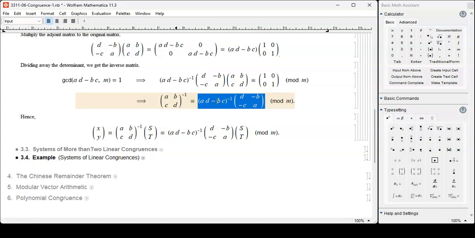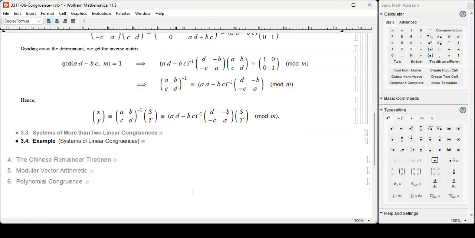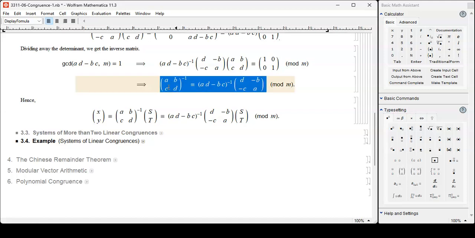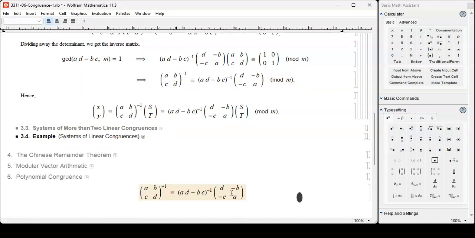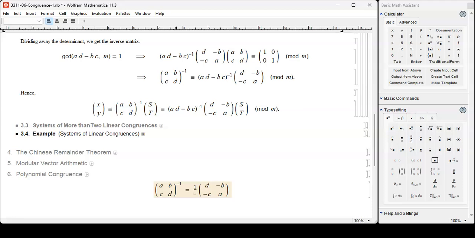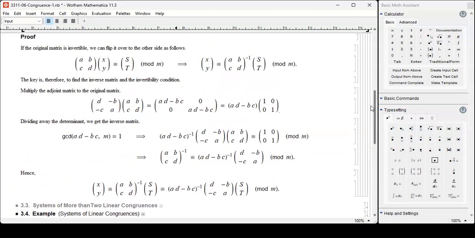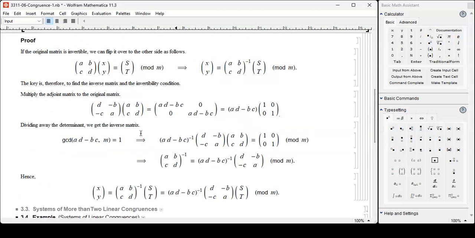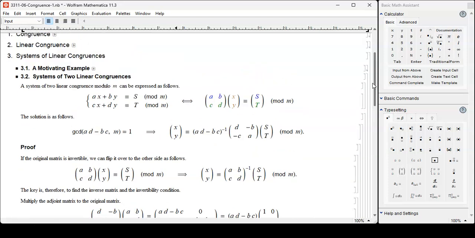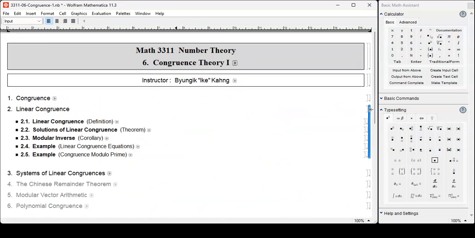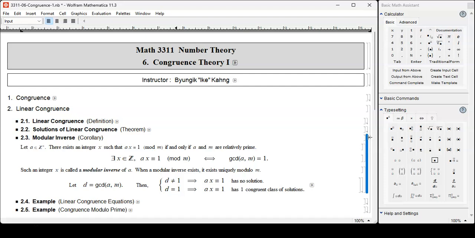In linear algebra, or perhaps even in pre-calculus, maybe you went through the same formula. Over there, we of course use equality, and instead of this, we had 1 over AD minus BC. Remember this? For rational numbers, we can do that. For real numbers, for complex numbers, everything works out. But for congruence mod M, we need to go through with this GCD condition, and that's because of this modular inverse condition.